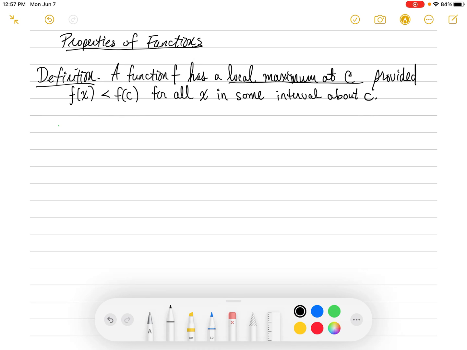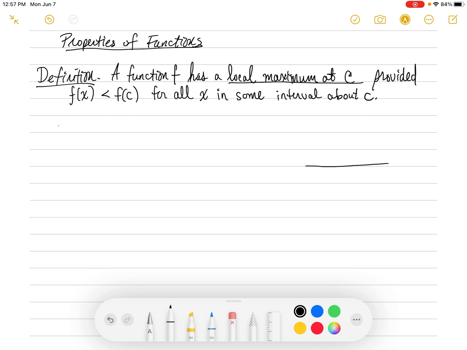So we're in 2.3 and we're looking at properties of functions, and we're going to begin looking at maximums and minimums. So there are different types of maximums and minimums. We're going to begin looking at what's called a local max. So let's say you have a function. It has a local max at a particular x value called c, provided f of c is bigger than all the f of x values in some interval about c.